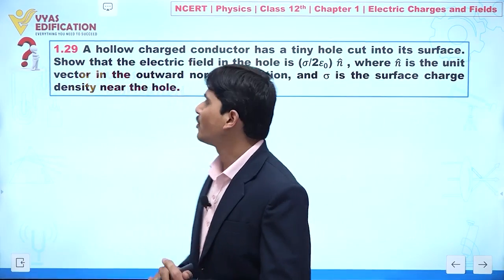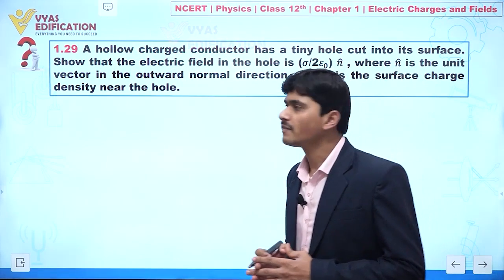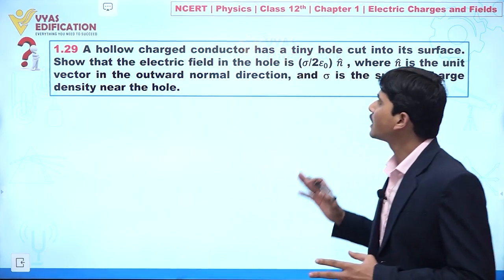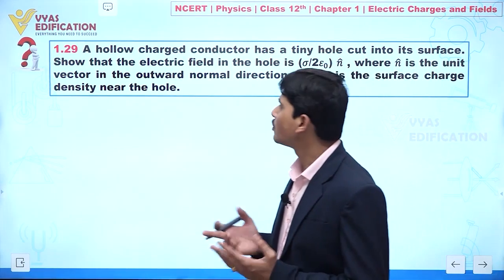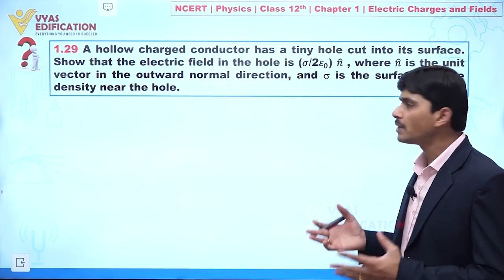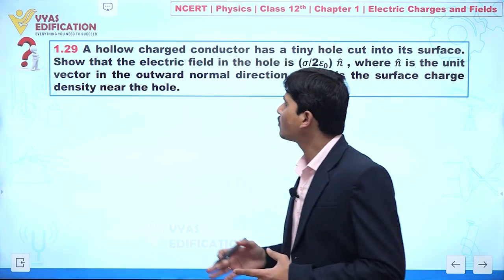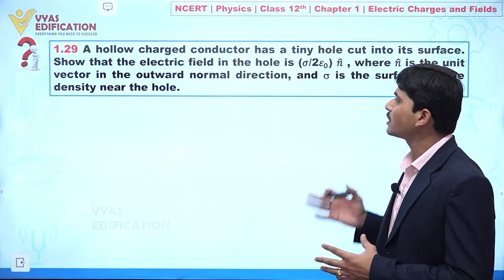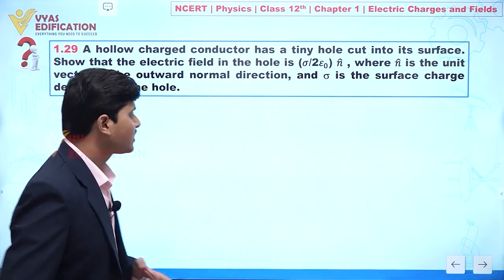Now dear student, we are going to discuss question number 1.29, and in this question it is given that a hollow charged conductor has a tiny hole cut on its surface. Okay, fine. Show that the electric field in that hole is sigma upon 2 epsilon naught n cap, where n cap is the unit vector in the outward normal direction and sigma is the surface charge density near the hole. Yes or no? So now concentrate on the screen.